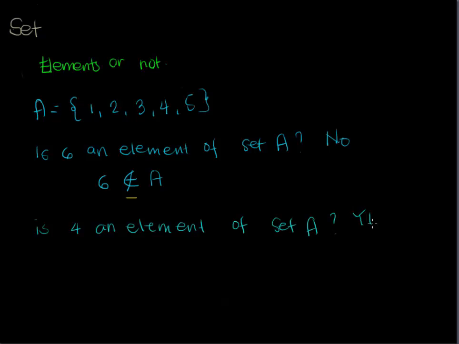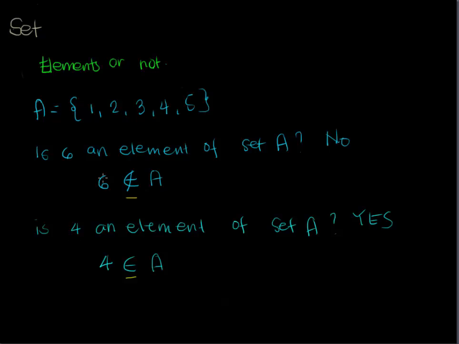The answer this time is going to be a yes. Or you can say 4 is an element of A. So notice the difference between these two notations. This notation has a line across it, and this notation doesn't have a line across it. This one confirms that a particular element is part of A. However, this one would tell you that an element is not part of a set.